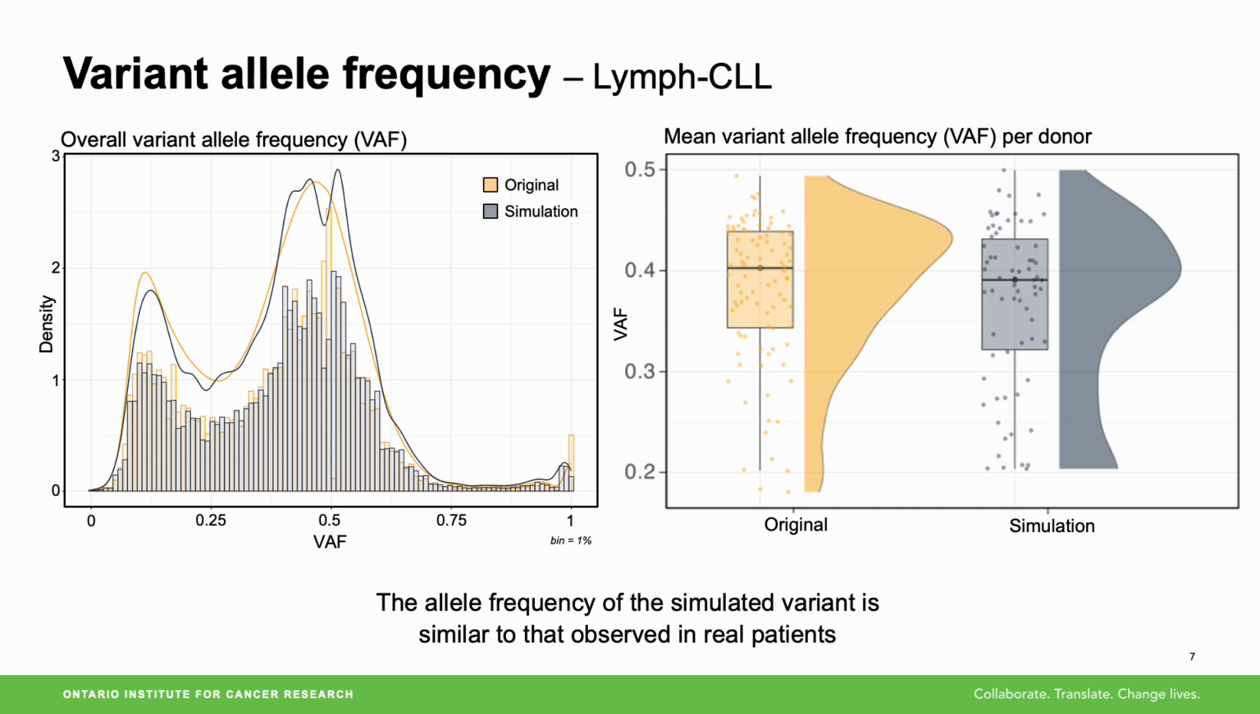The third point is the frequency at which each mutation is found. This is important in the sense that it allows us to simulate different clones and sample purities within the same tumor, just as it exists in real tumor genomes. This is only the example for one tumor type, but you can see how the simulation is very similar in both the overall variant allele frequency and the mean variant allele frequency per donor.